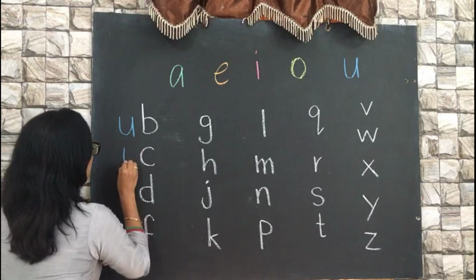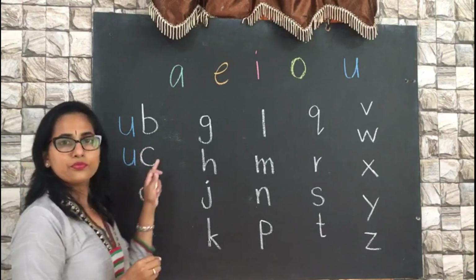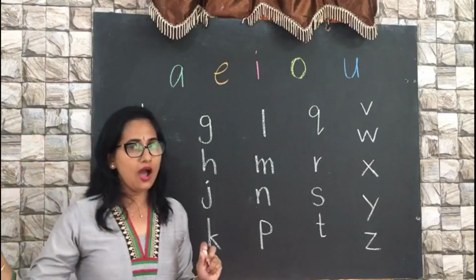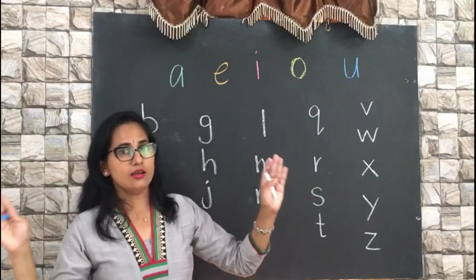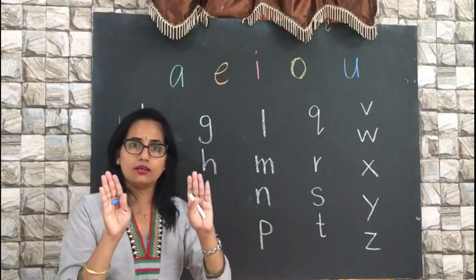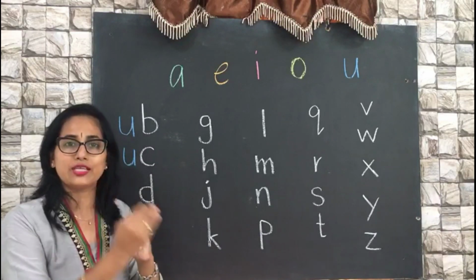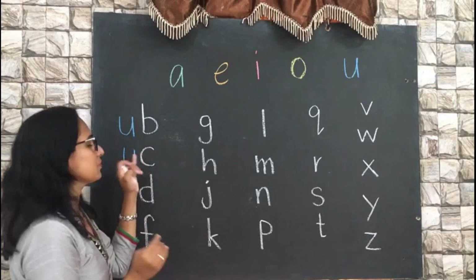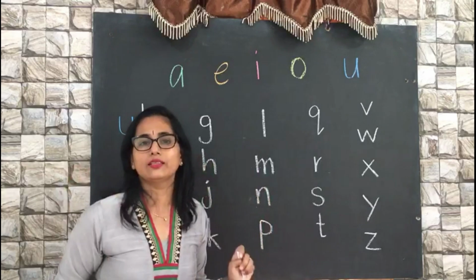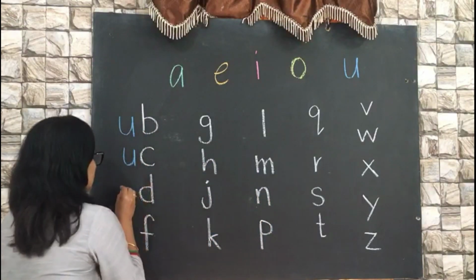Now here, uh, k, uh, k, uk. This is how you can make your child join the vowel as well as the consonants together. I'll show you another example.